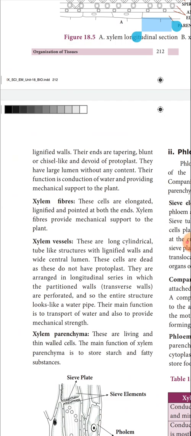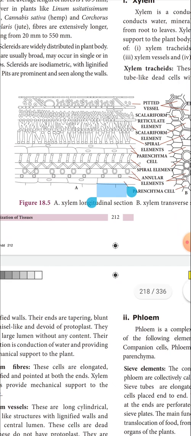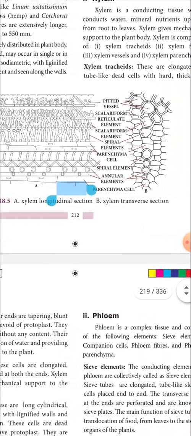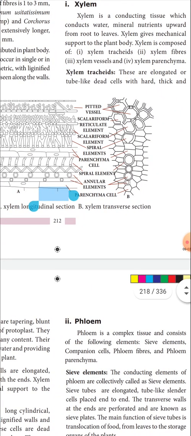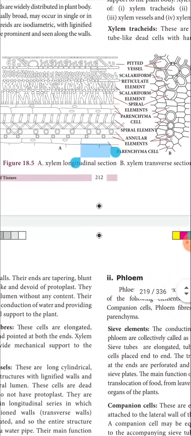A lignified wall means the cell walls are thickened with a substance called lignin. That is called what? Lignified cell wall. And usually the tracheids are long, elongated, dead cells. For that, please refer to the diagram, children, for xylem tracheids. In this picture, parenchyma, annular, spiral, are shown, but tracheids are not given here.